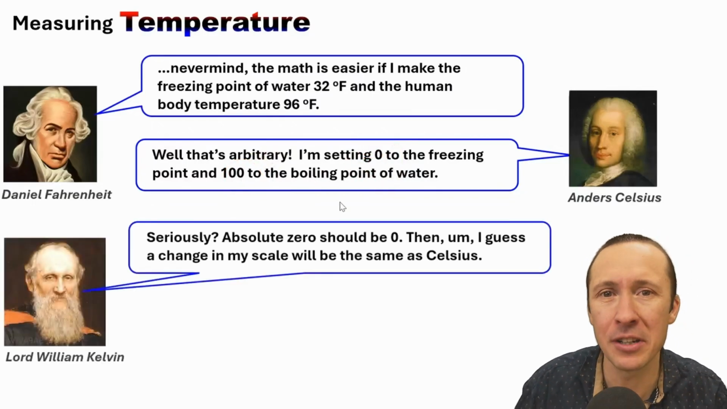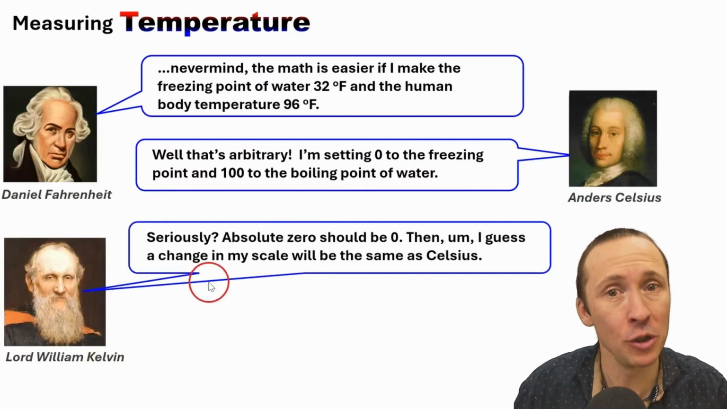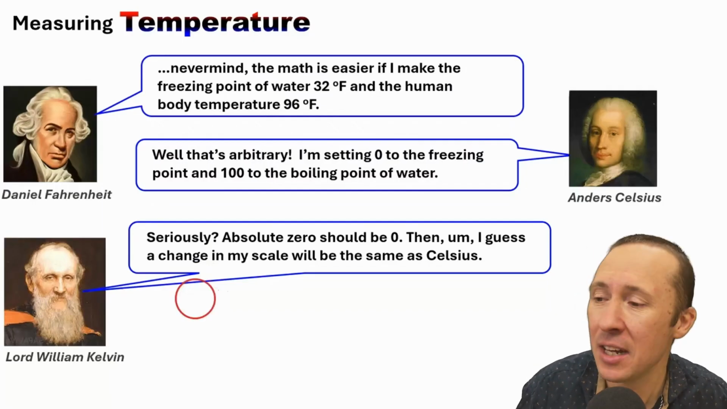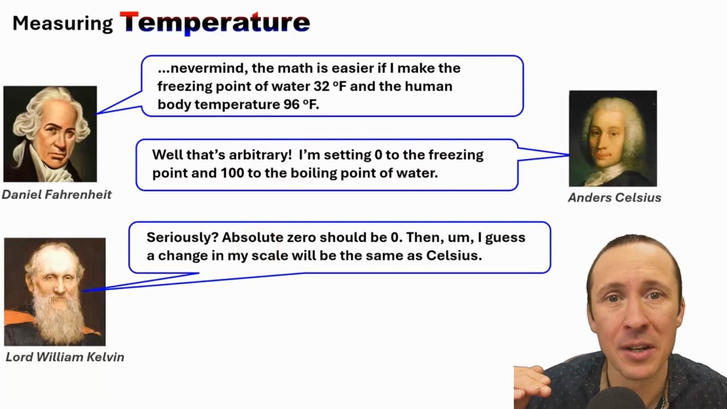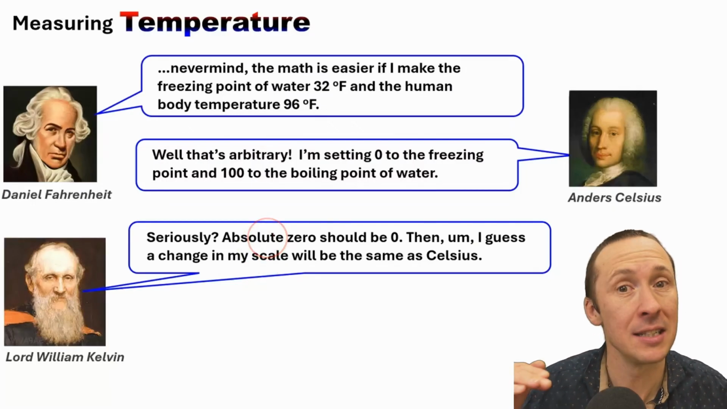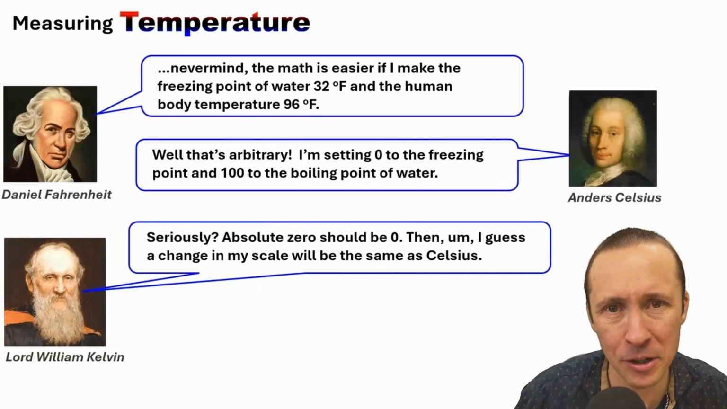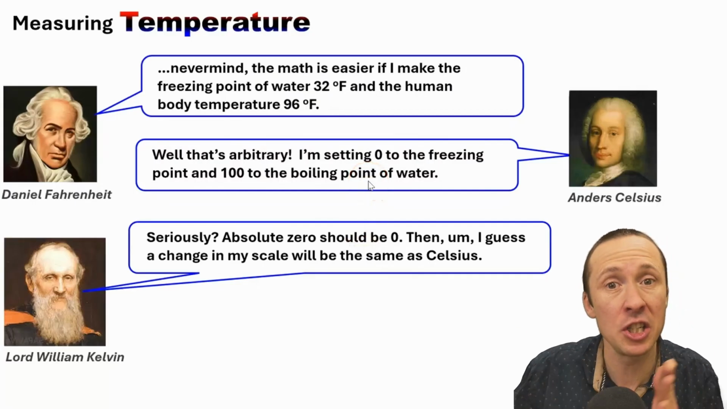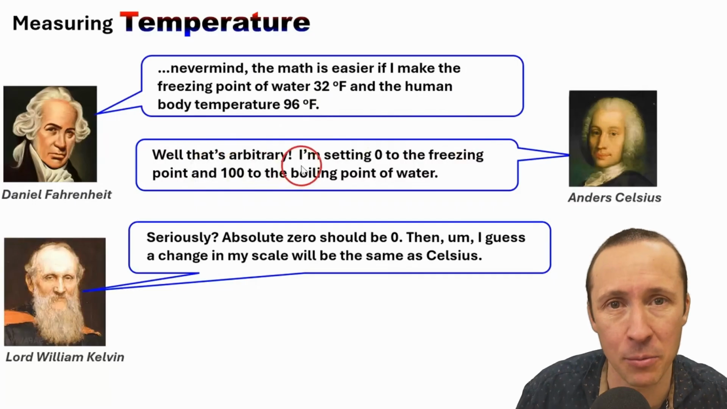And then about 100 years later, Lord Kelvin came up with the absolute temperature scale. Once we knew there was an absolute temperature, he said, okay, well then that lowest point of temperature, absolute 0, should be 0. And that's what he did. But because the Celsius scale was so popular, he decided to use the same scale as Celsius, but just shifted so that the 0 point was at absolute 0 rather than the freezing point of water.